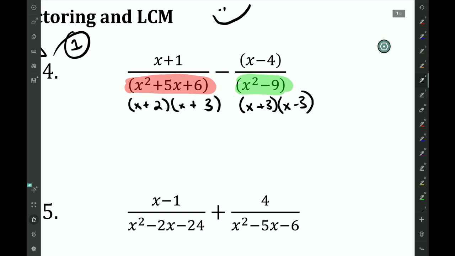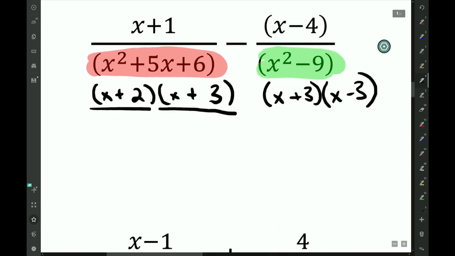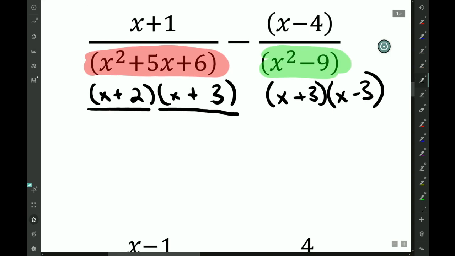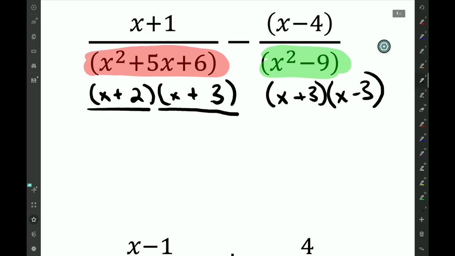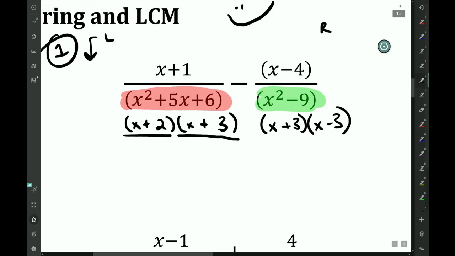So from here now, all you are doing, again, to add, what do you need? What do you need in order to add? You need the same denominators. So this has an x plus 2. So if we think of left and right again, this fraction has an x plus 2, x plus 3. This one has an x plus 3, x minus 3. Now we have to determine what both of them need. So right now they both share x plus 3, so that's a good deal.